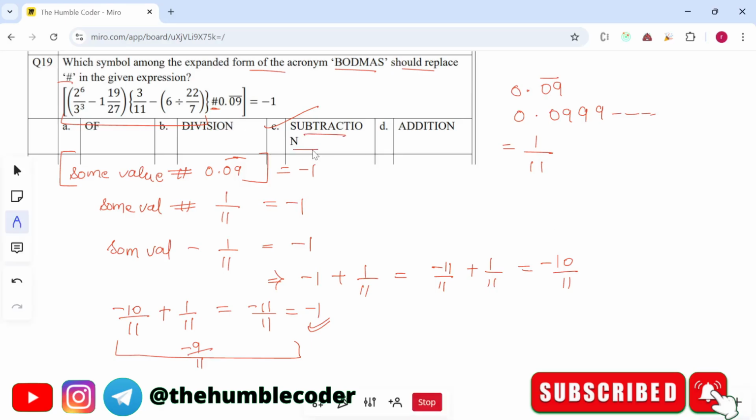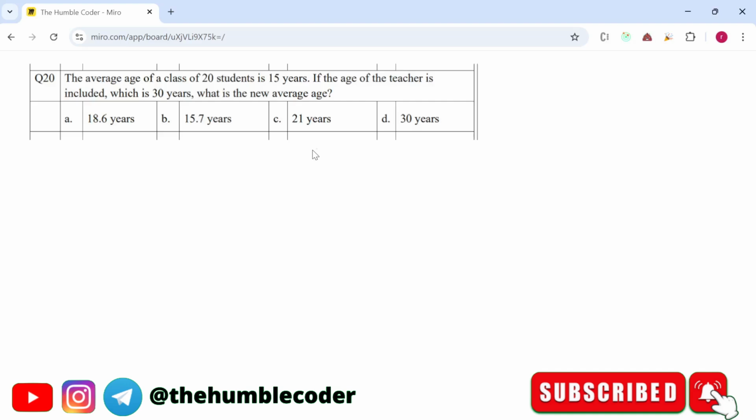So in this way we have to solve this equation. Let's look at this question. The average age of a class of 20 students is 15 years. If the age of the teacher is included, which is 30 years, what is the new average age? Okay, let's see how we can solve these kinds of problems.